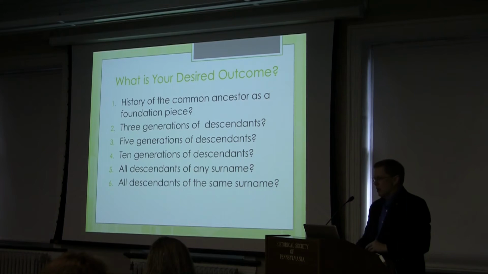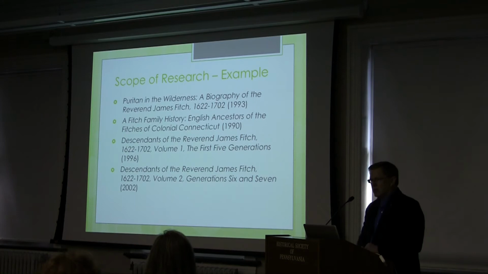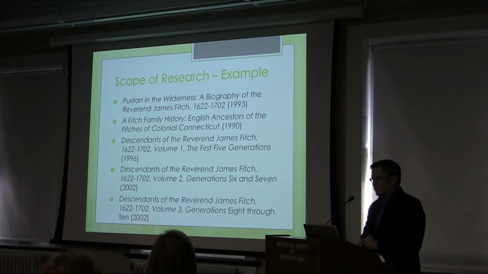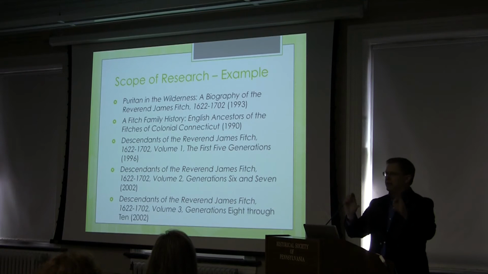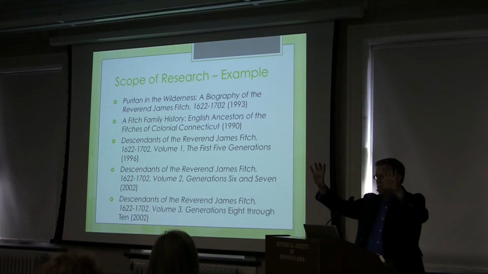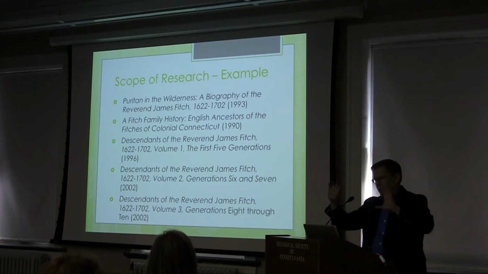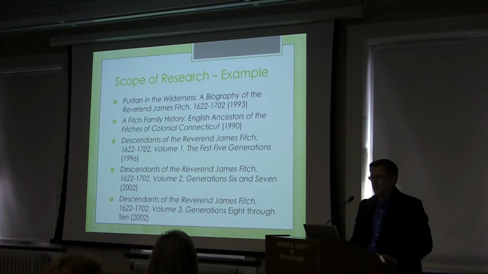So, when we do those, Volume 1, the descendants of Reverend James Fitch, Volume 2, which were Generations 6 and 7, and the descendants of the Reverend James Fitch, Volume 3, Generations 8 through 10. So this author decided that he would work at it in tiers. He completed the first five generations, then he picked up and did Generations 6 and 7, and published it, and then he picked up and did Generations 8 through 10. You can see how he focused his work on what he wanted to accomplish.